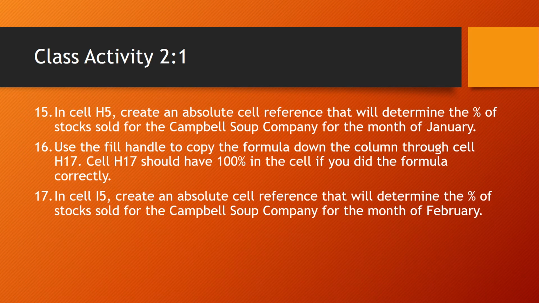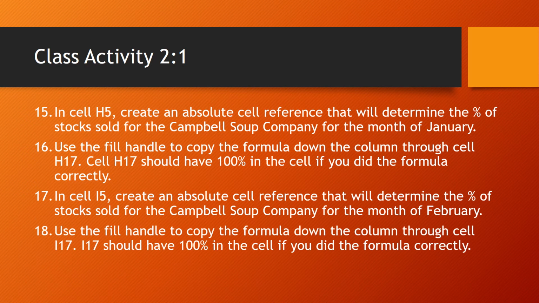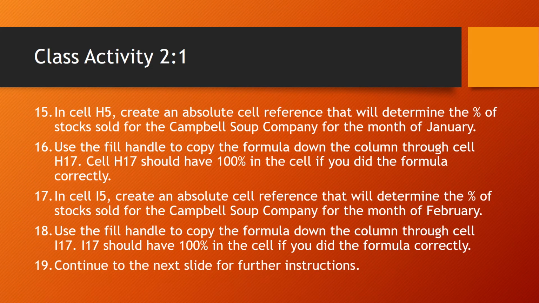In cell I5, create an absolute cell reference that will determine the percentage of stock sold for the Campbell Soup Company for the month of February. Use the fill handle to copy the formula down the column through cell I17. I17 should have 100% in the cell if you did the formula correctly. Continue to the next slide for further instruction.